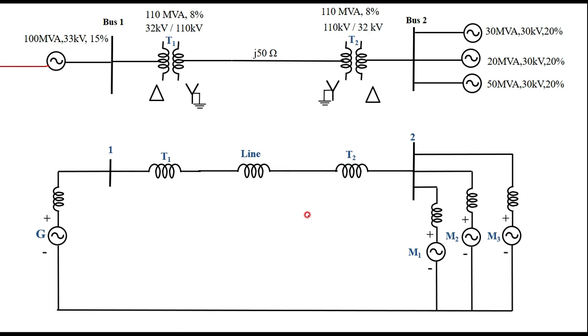Then you have to specify the new reactance values you calculated using the formula. These are the new per unit values on a common base. This is how we have to draw the reactance diagram for the given network.